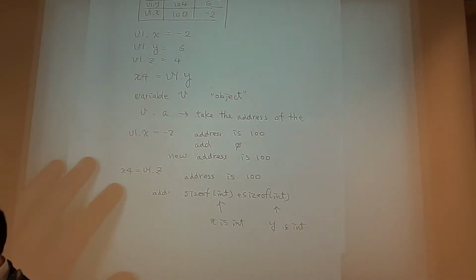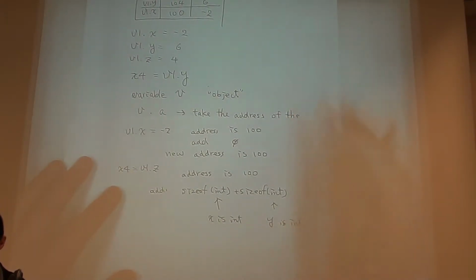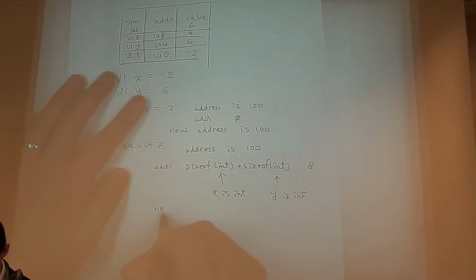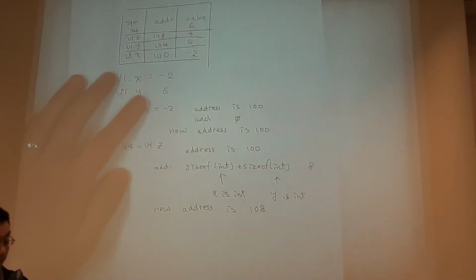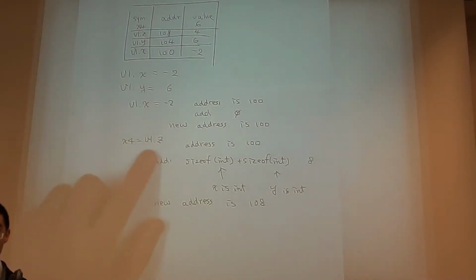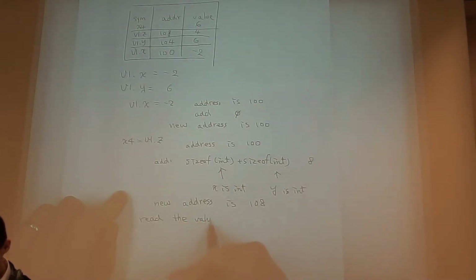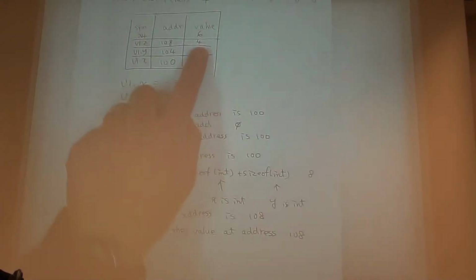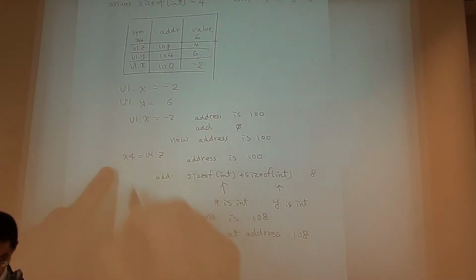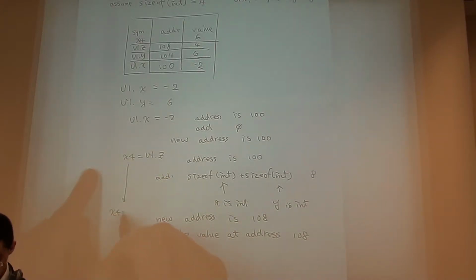Different types, like in the student structure? Let me finish this one, then talk about different types. Is that okay? So this one will give you 8, because I assume the size of int is 4. Then you get a new address, 108. Since it's on the right-hand side, I will read the variable at address 108, and the value is 4. Therefore, this means x4 equal to 4.